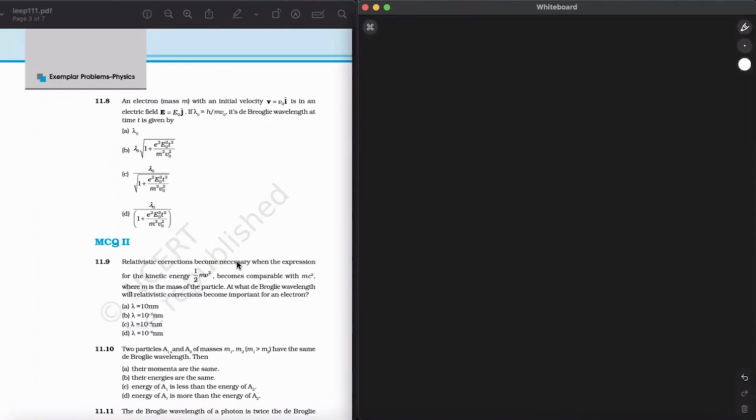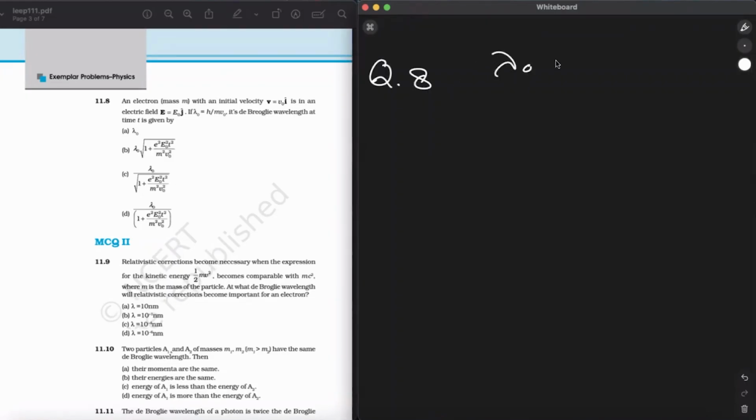So in question number 8, an electron with mass m and initial velocity v equal to v naught in the i direction is in an electric field. The electric field is in the j direction. Lambda initial is given as lambda naught, which is h upon m v naught, its de Broglie wavelength. After time t, similar question just like the previous one, so let's start question number 8.